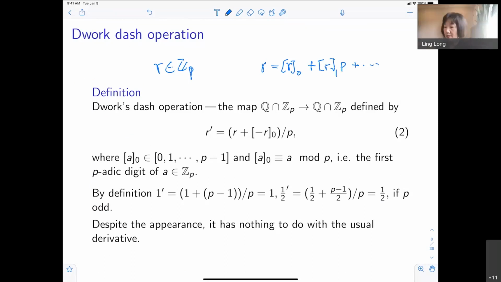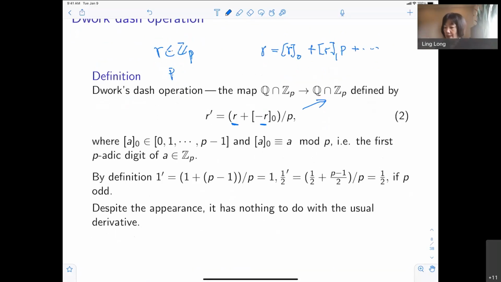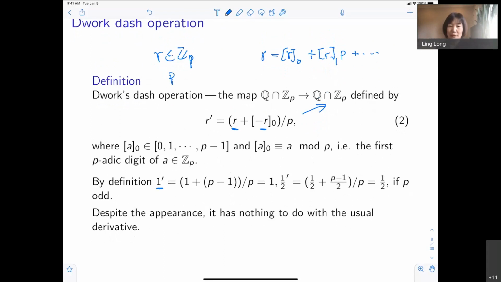And the Dwork dash operation will be, for fixed P, what we're going to do is add R and its negation's first digit. If I do that, I get a number which is divisible by P. Then I divide by P, so I get a quantity which is still in Z_p. In my examples, my R are also rational numbers, but you can obviously ignore the rational number part to make it a well-defined map from Z_p to Z_p. So if I look at, say, two examples, the notation might be confusing, but we are following Dwork's work. This has nothing to do with the derivative.